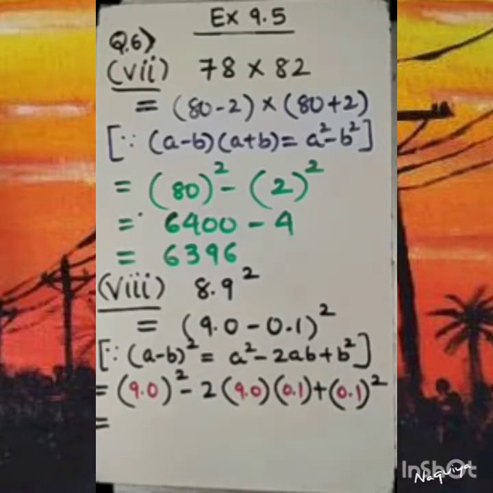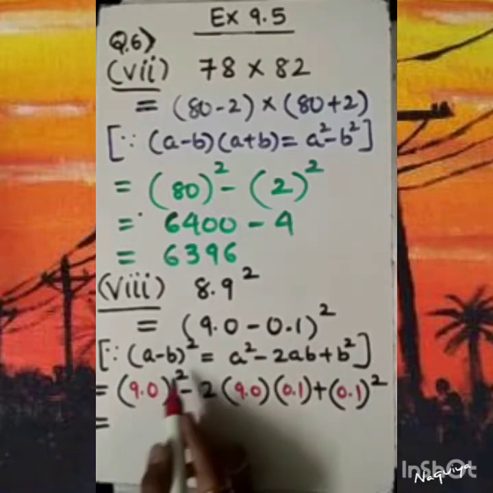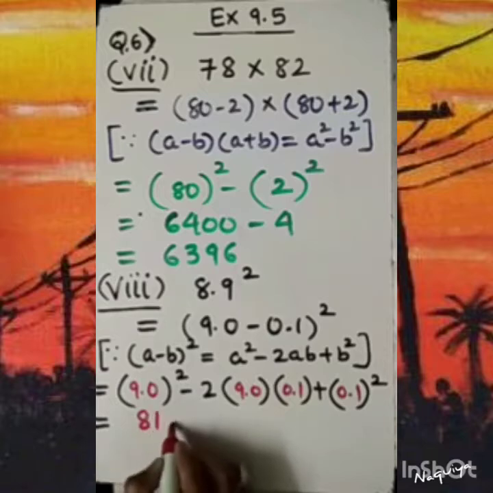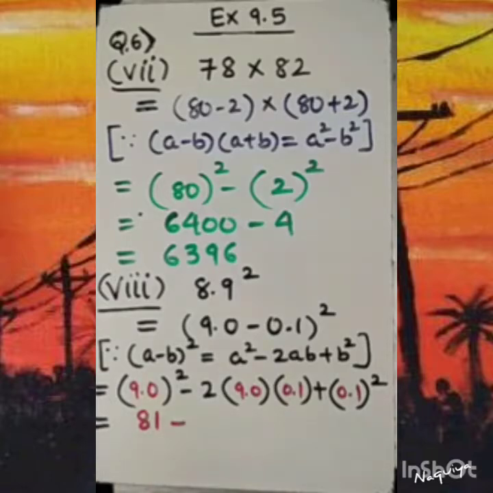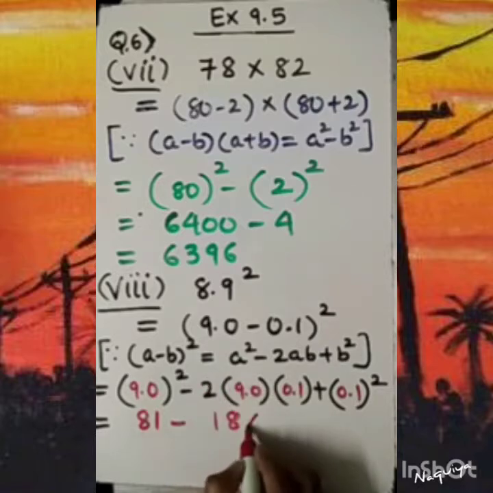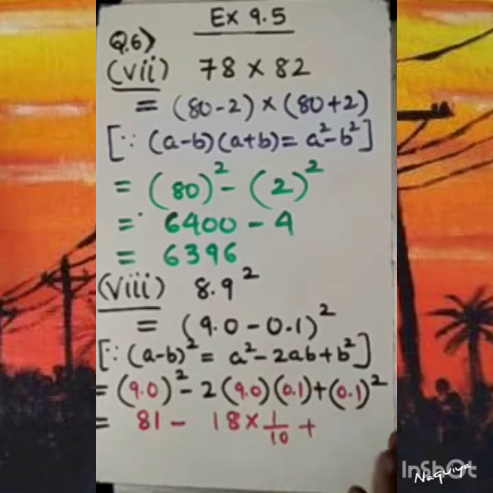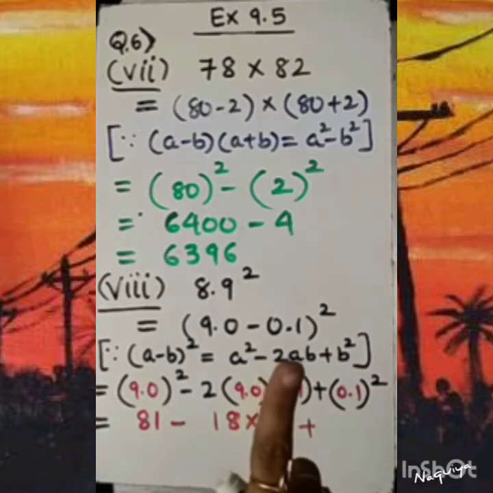Clear? Now 9.0, just consider 9, and we know that 9 square is 9 nines, 81. Fine. Now 2 nines are 18, and 18 into 0.1, which can be written as 1 upon 10. If I remove this decimal, I need to write it upon 10. Plus, what about 0.1 square? Simply forget this decimal and think about 1. What is the square of 1? 1 1 is 1.